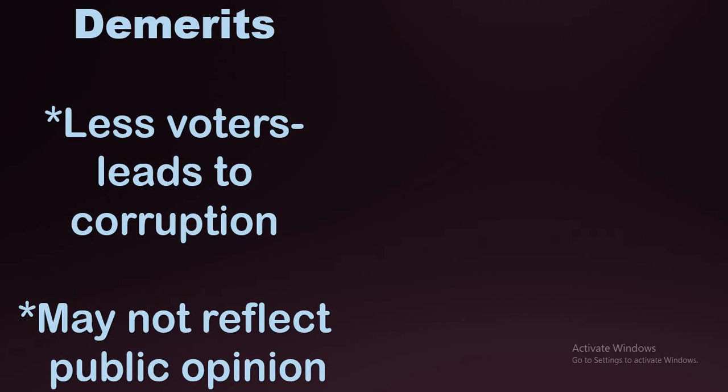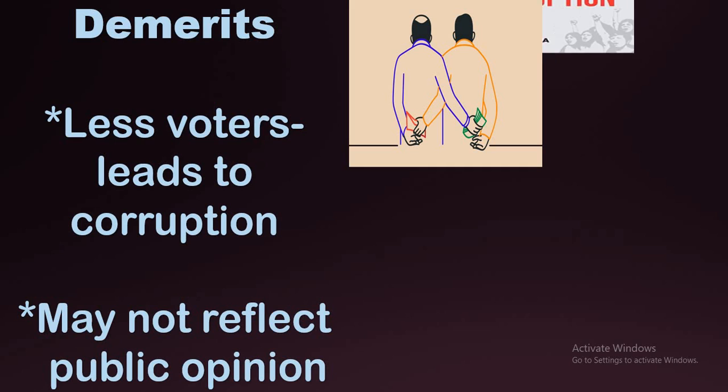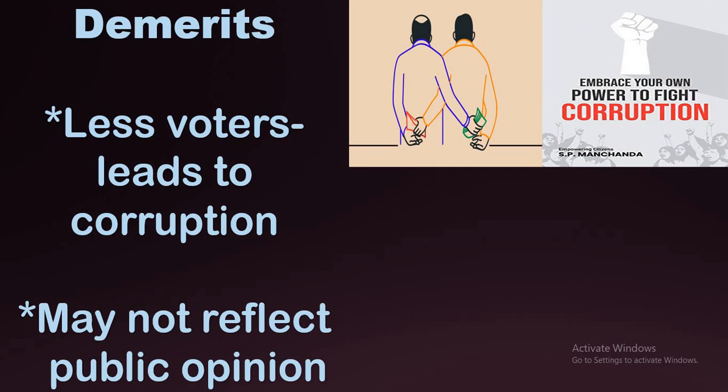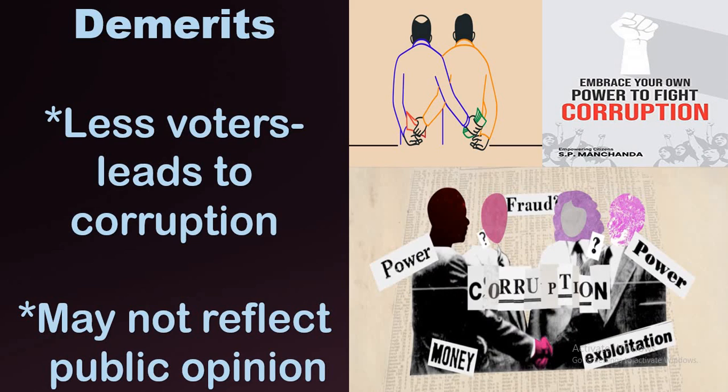The demerits: with fewer voters, it leads to corruption also. Also, it may not reflect public opinion because the people don't have any opinion or policy to introduce, only the representatives do. So this leads to corruption. So children, you have come to know about direct and indirect election.